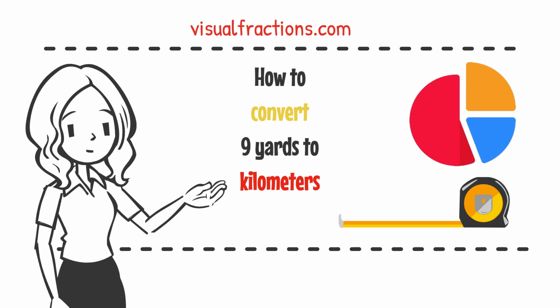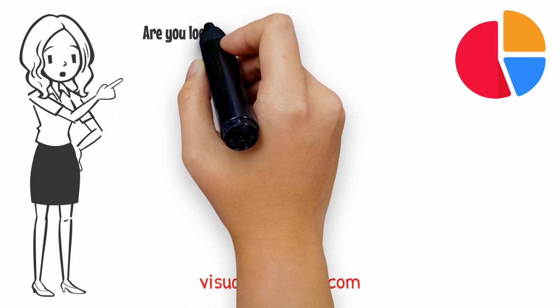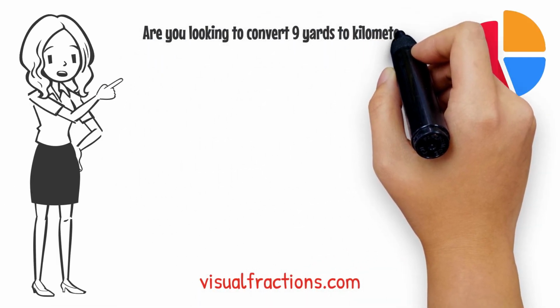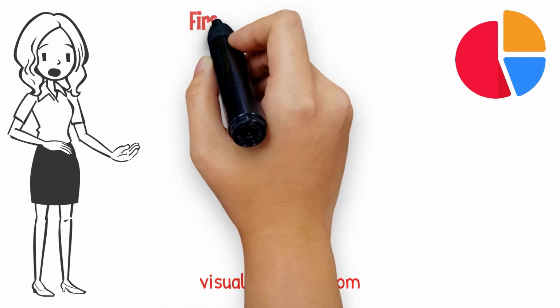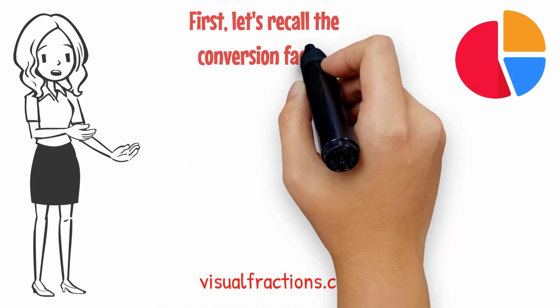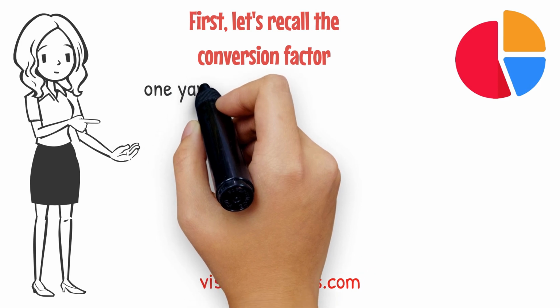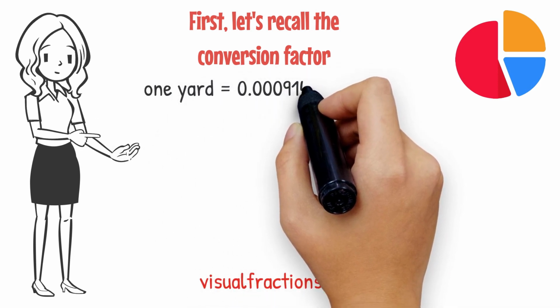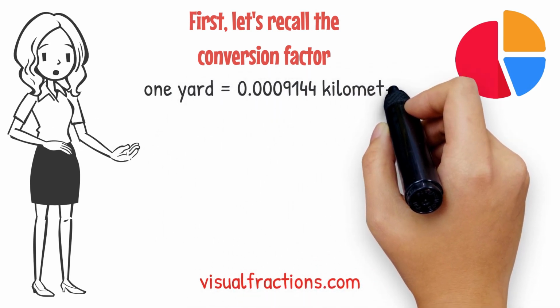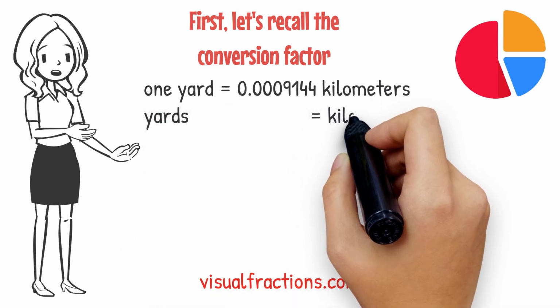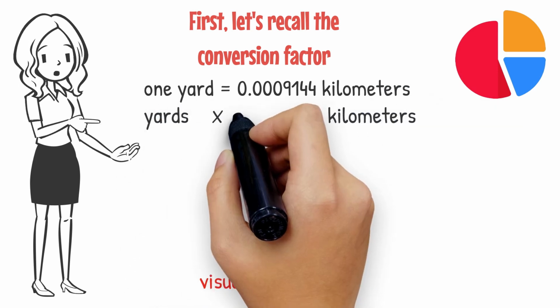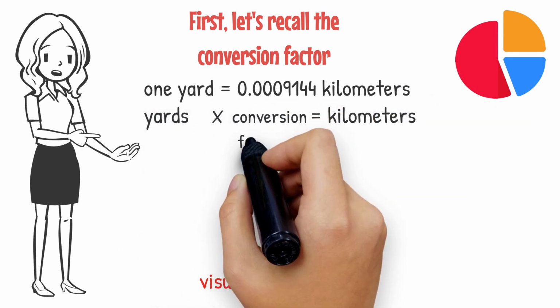Today, we're here to assist you in converting 9 yards to kilometers. Are you ready to convert 9 yards to kilometers? Let's dive in. First, let's recall the conversion factor. 1 yard is approximately equal to 0.00091144 kilometers. To convert yards to kilometers, simply multiply the number of yards by this conversion factor.